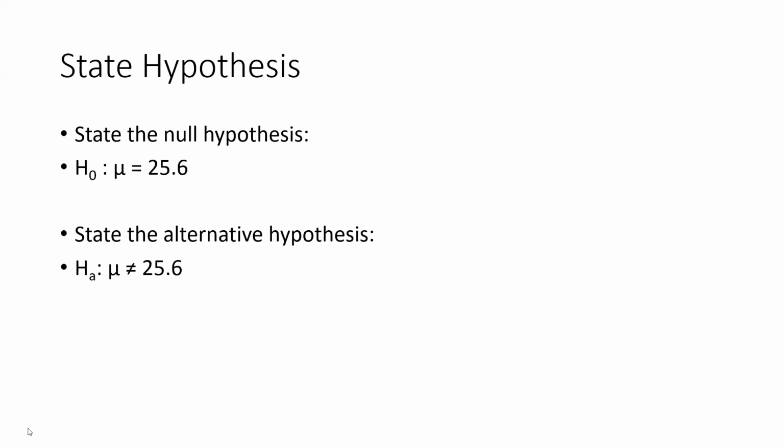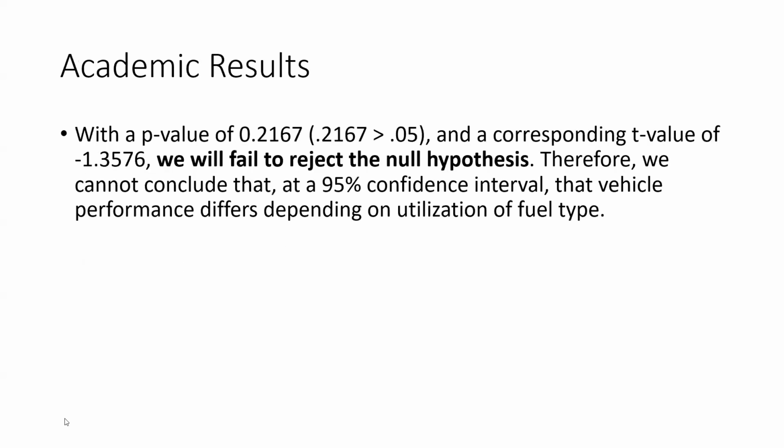So let's state our null hypothesis, mu equals 25.6, and let's state our alternative hypothesis. Mu does not equal 25.6. And remember, mu is the symbolic notation for mean. So in this case, we receive a p-value of 0.2167 from the application of methodology. And we'll go into how to do this. But in this case, we're just going to assume that we applied our methodology and our outcome, our p, is 0.2167, which is greater than 0.05 in this case.